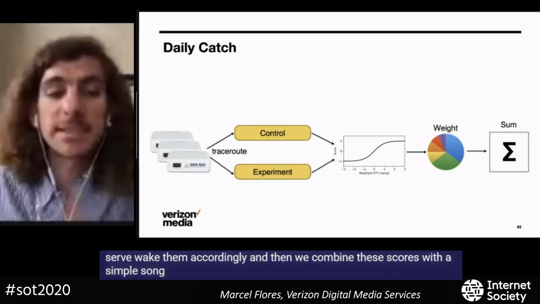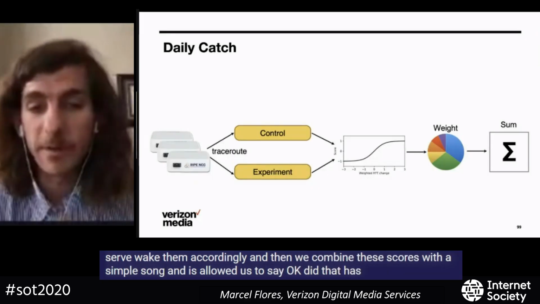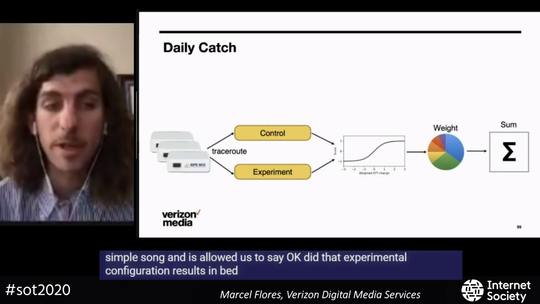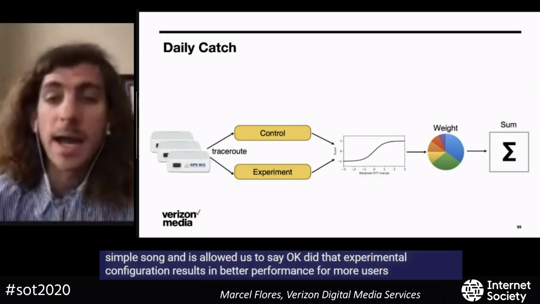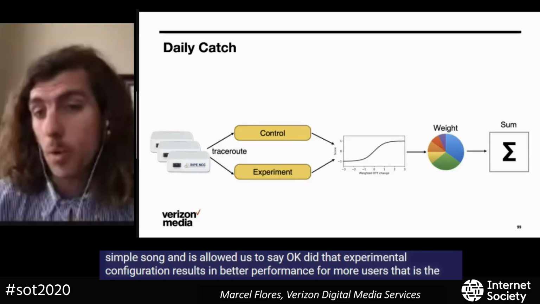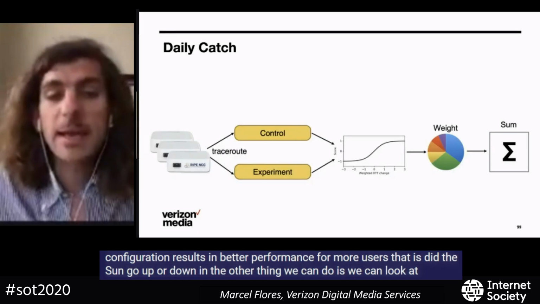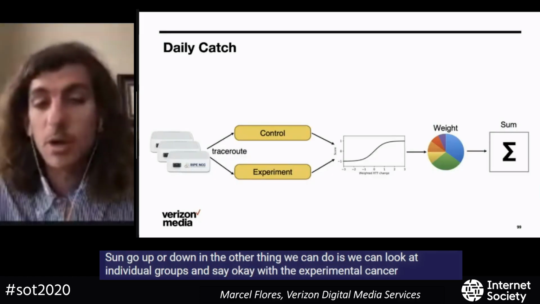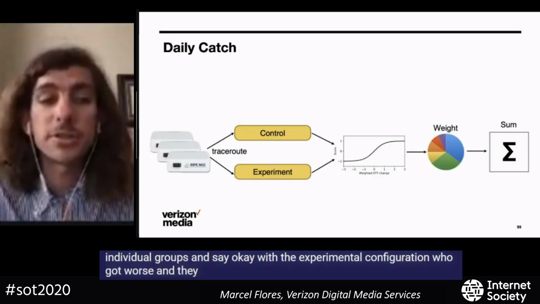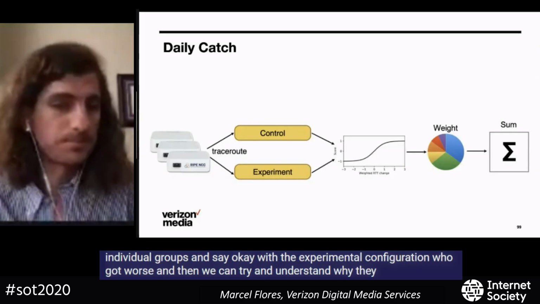And this allows us to say, okay, did that experimental configuration result in better performance for more users? That is, did the sum go up or down? And the other thing we can do is we can look at individual groups and say, okay, with the experimental configuration, who got worse? And then we can try and understand why they got worse.